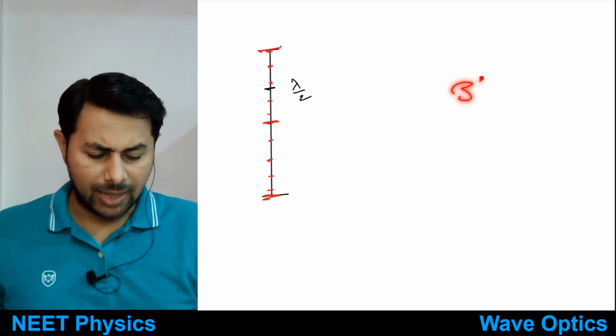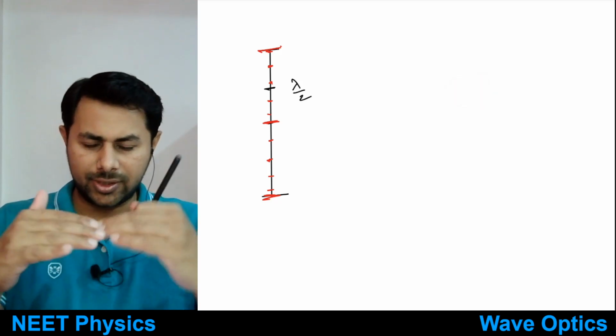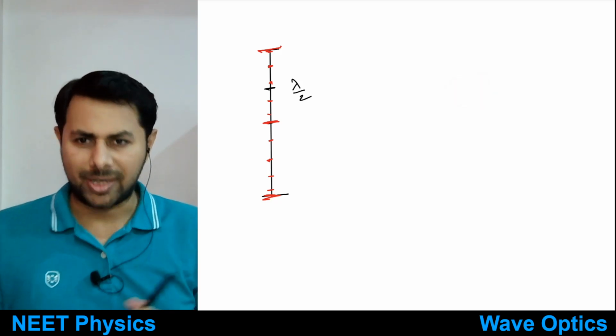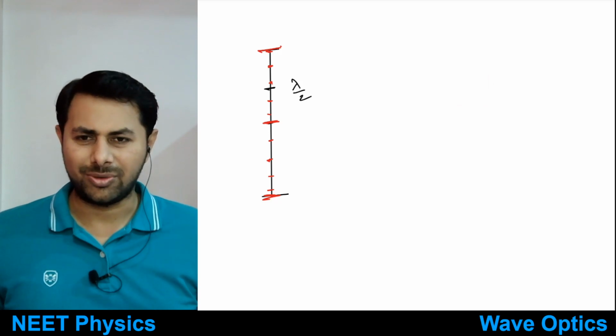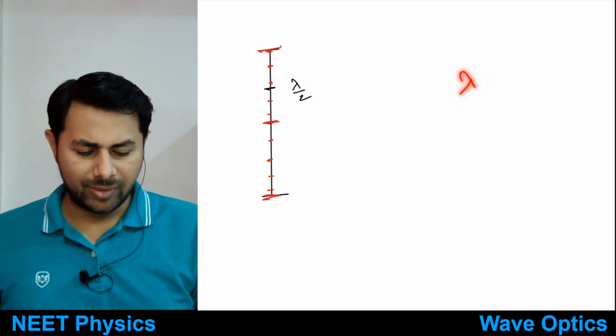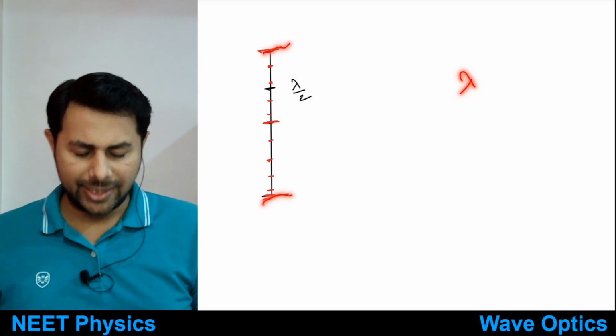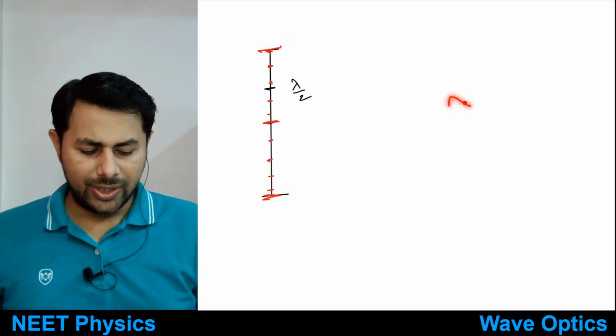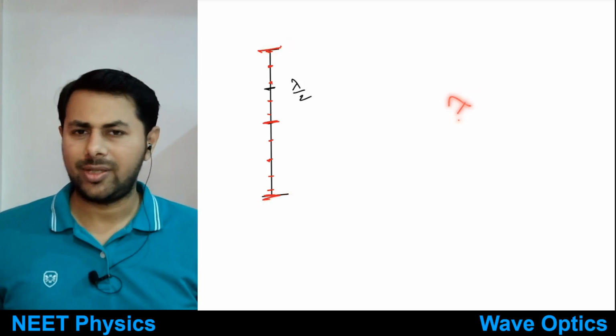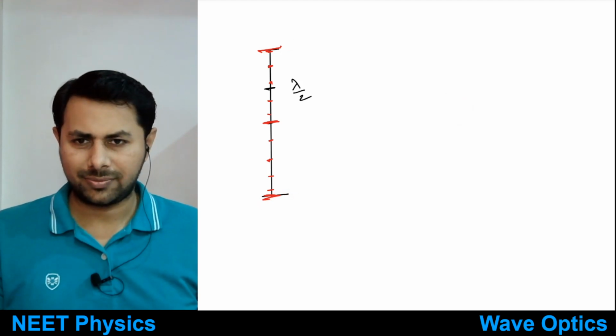So for 3 lambda, you can imagine the slit to be divided into 6 equal parts, and so on and so forth. So if the path difference between the top edge and the bottom edge is an integer multiple of lambda, then the point is going to be dark.